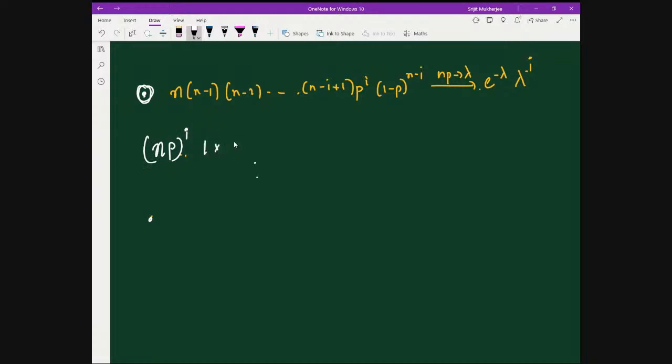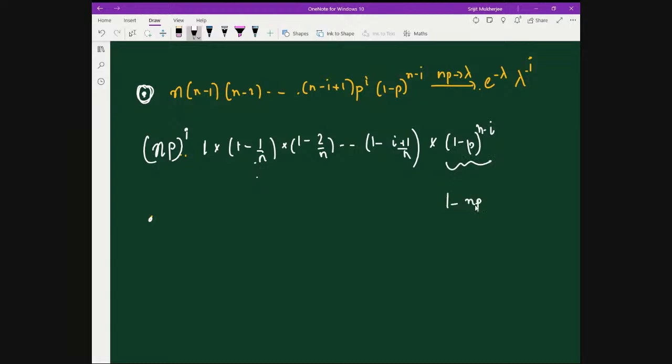So you get 1 into (1 - 1/n) into (1 - 2/n) dot dot into (1 - (i-1)/n), into (1 - p) whole to the power n minus i. So we have got the secret for lambda to the power i. Now what is the secret for e to the power minus lambda? In place of 1 minus p, we can write now 1 minus np by n. Lovely, good. This is really intelligent.